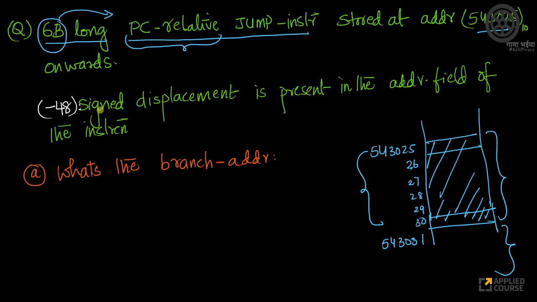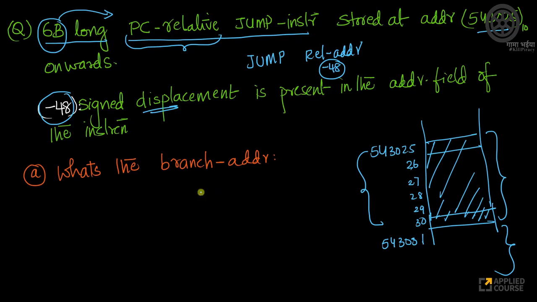Now what it says here is minus 48. This is the signed displacement value present in the address field. How does the jump instruction look? You will have jump and you will have the relative address, also sometimes referred to as the displacement. This relative address field has a number minus 48, a signed integer, stored in the address field.